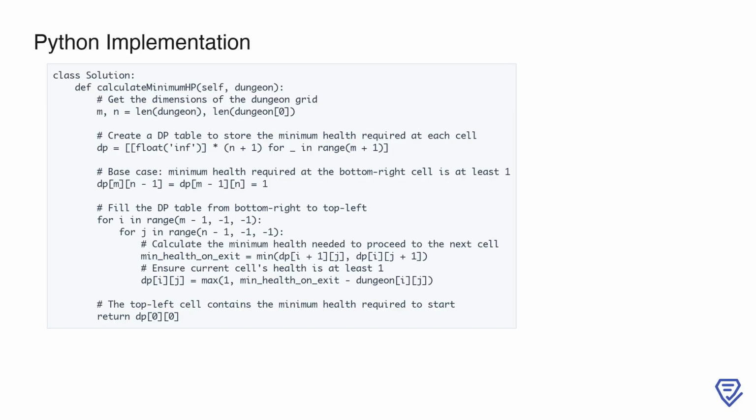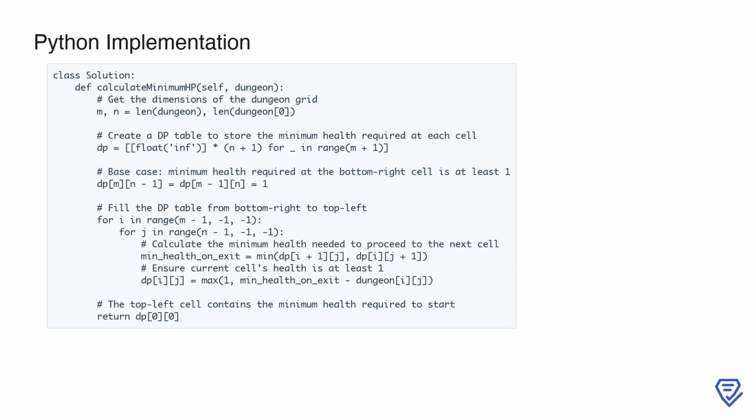Let's break it down step by step. 1. Initialize variables. The dimensions of the dungeon grid are determined using len(dungeon) for rows, m, and columns, n. A DP table is then initialized with dimensions (m+1) x (n+1), and filled with float('inf'). This is to handle out-of-bound references gracefully.